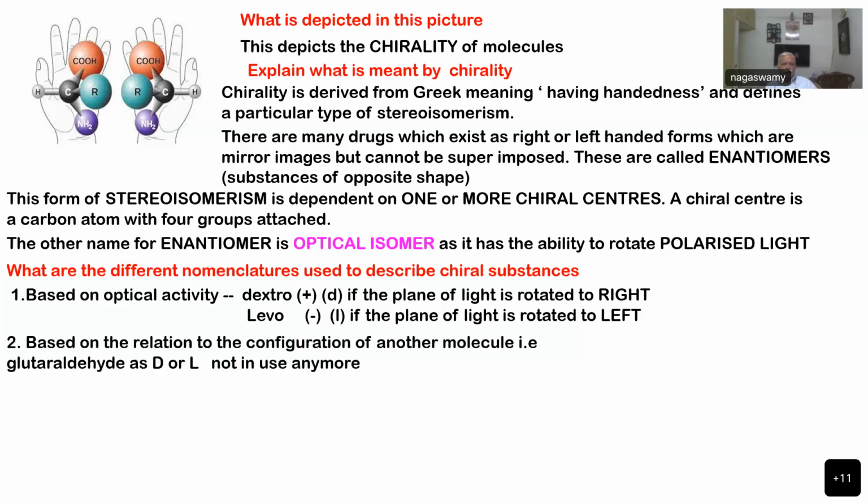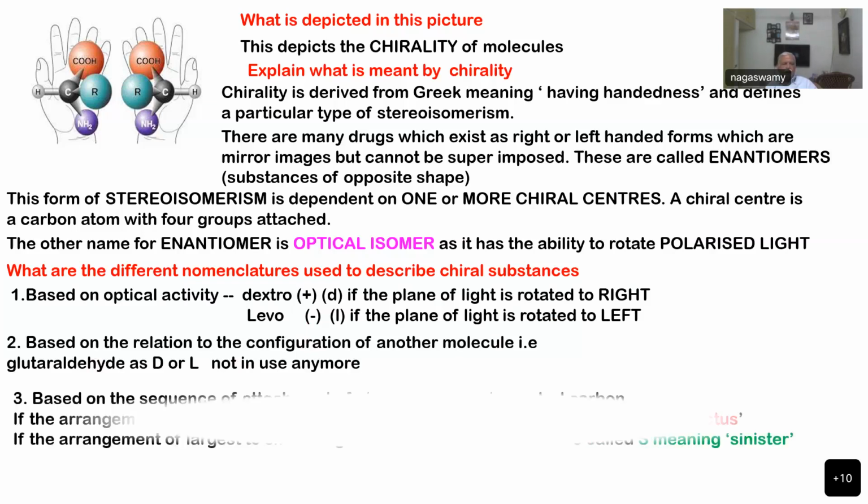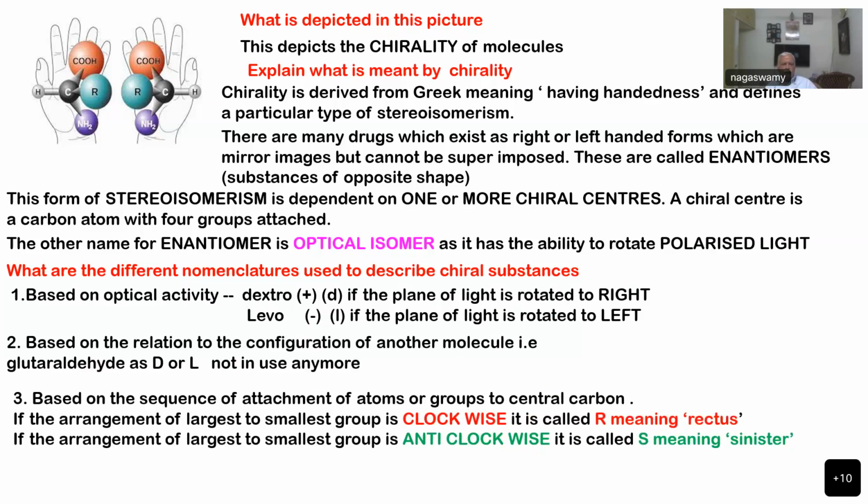Based on the relation to the configuration of another molecule, that is glyceraldehyde, as D or L, not in use anymore. And the third is based on the sequence of attachment of atoms or groups to the central carbon. This is the part you can see in this picture. The carbon is in the center and the other groups are attached like this. So if they go in a clockwise manner, it is R or rectus formation. And if the arrangement from largest to smallest group is anti-clockwise, it is called S or sinister. This picture will help you to remember this.